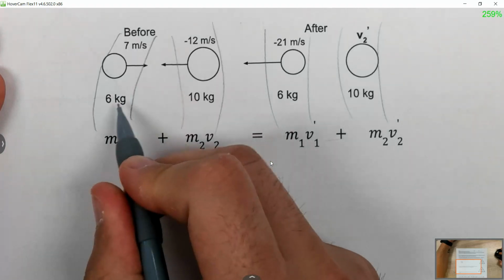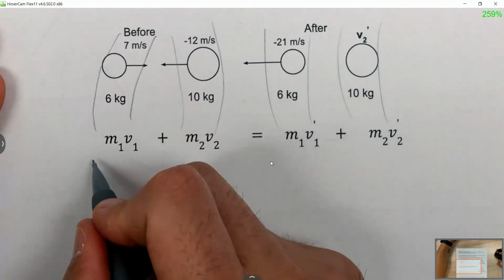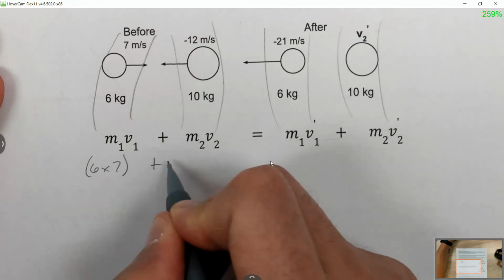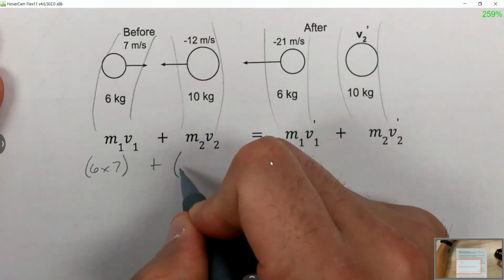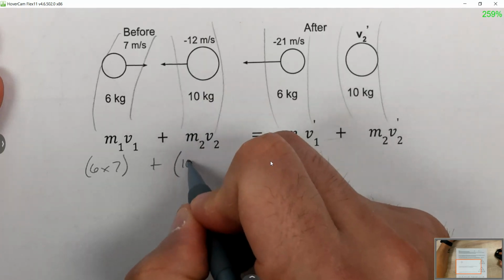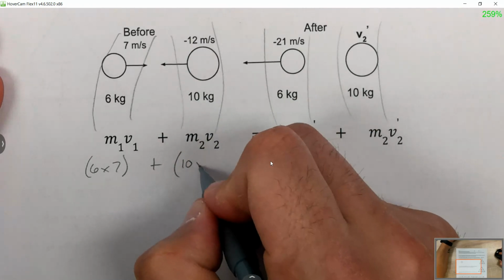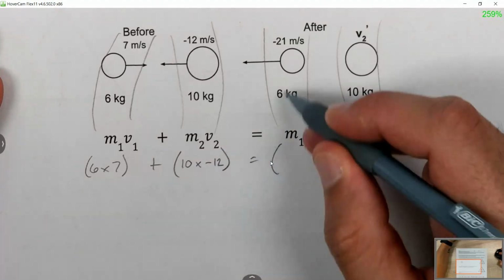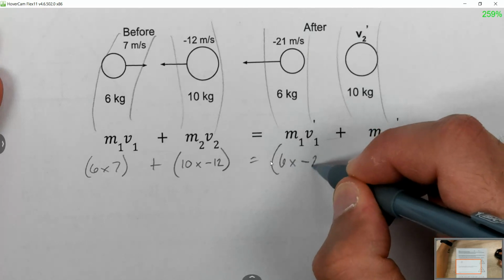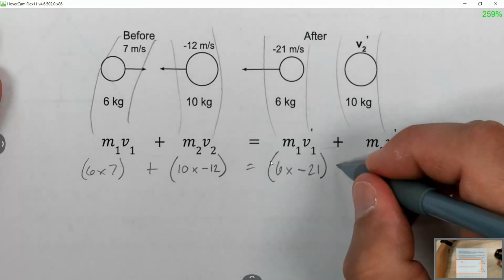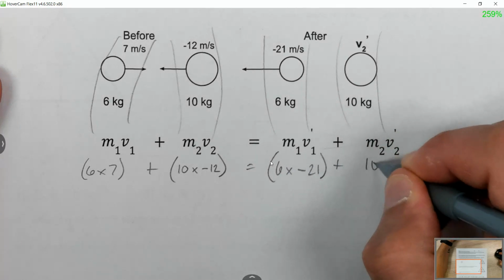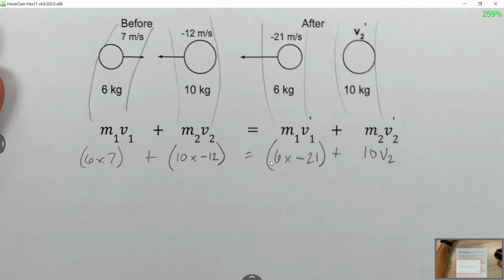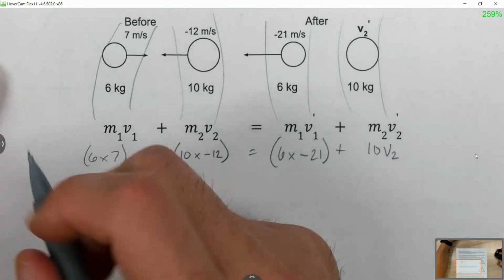So the mass of the first one is 6, the velocity of the first one is 7, so 6 times 7. Plus we have M2, which is 10, and V2, which is negative 12. So 10 times negative 12. Yes, if it's negative, you must do that. Now it's 6 times negative 21 plus 10 times V2 prime, or you can just write it out right here as V2. All right, that's our first point.